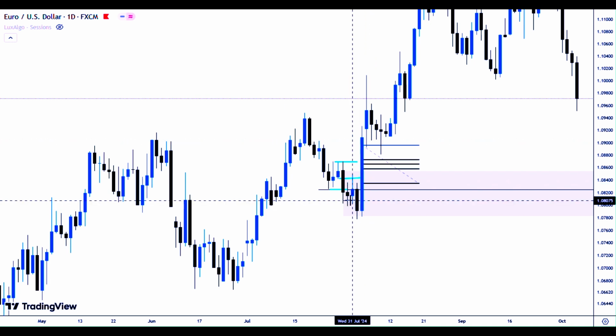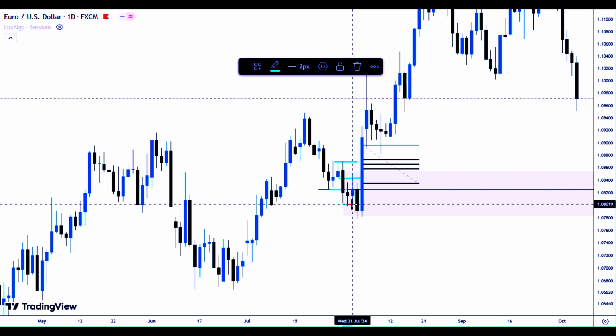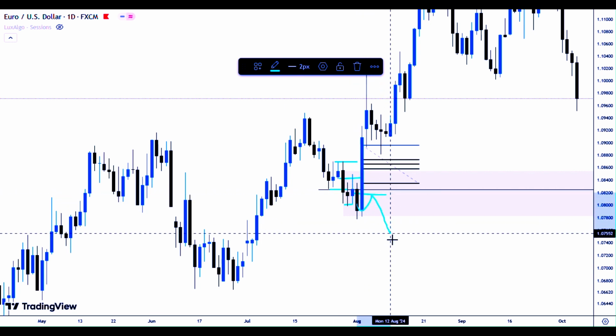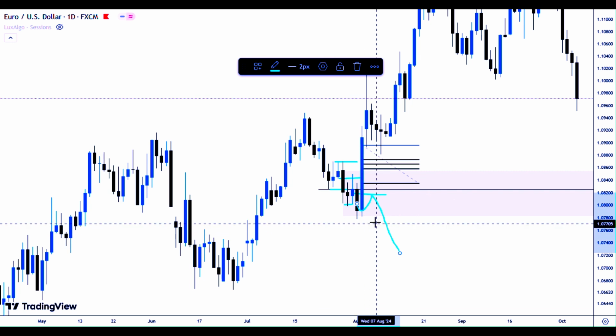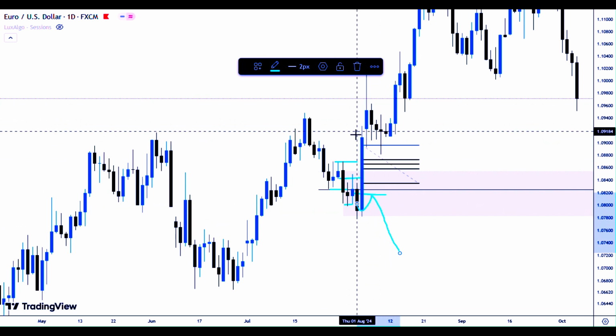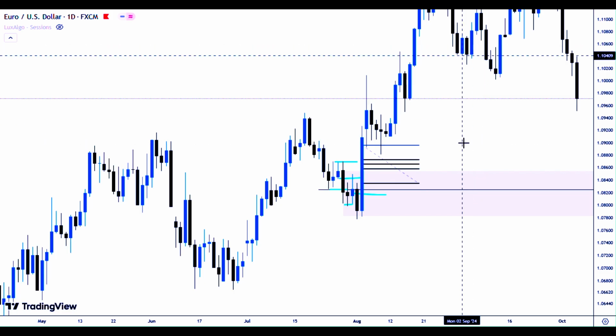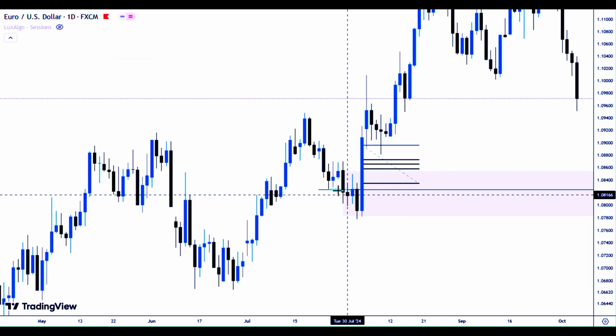And the supply zone that was left was this one. But instead of the price reacting to this zone and continuing going down, it did what? It broke and closed above with a high momentum. So it shows me that the price might have a high probability of coming to the zone.